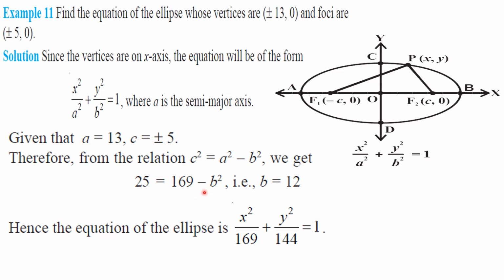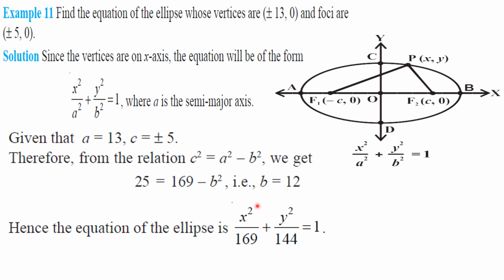So from this equation, what will you get? B is equal to 12. Can you solve this equation, my children, to find the value of B? Right. Finally, we get the B value 12. So we know the value of A and we know the value of B. Then we can write the equation of the ellipse.